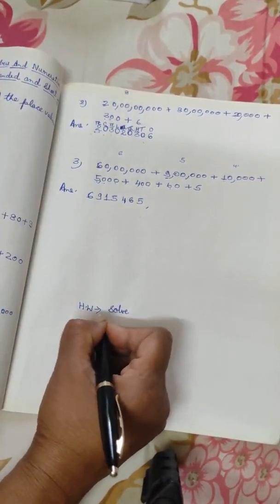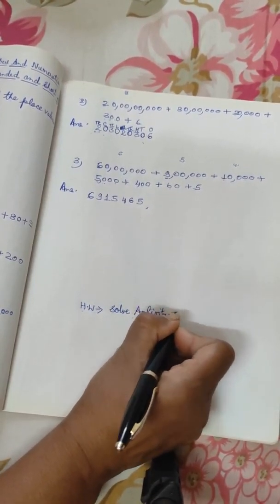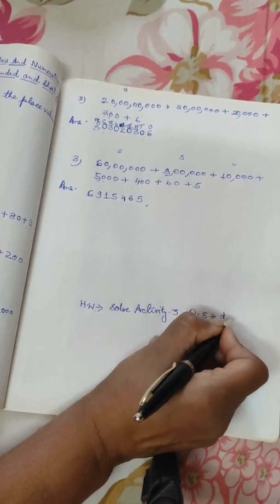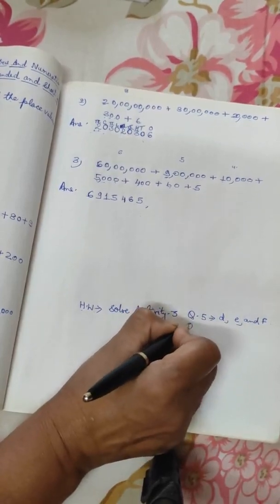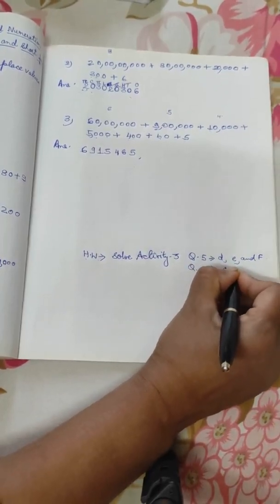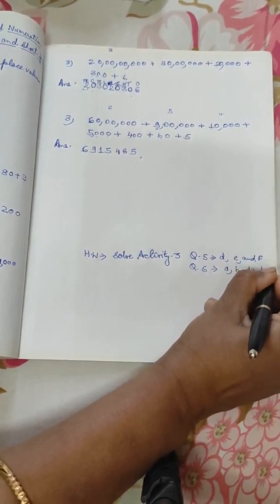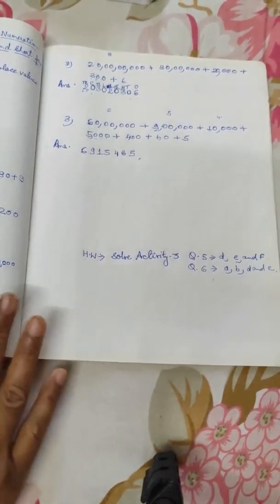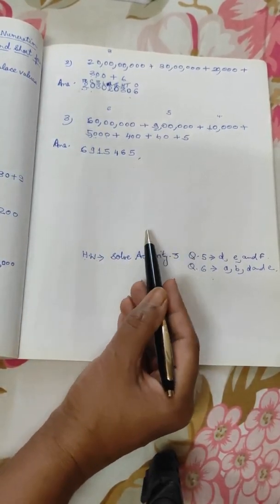Now your homework is to solve Activity 3, question number 5, D, E and F parts, and question number 6, A, B, D and E parts. Solve in the homework notebook. And whatever examples I explained here, you solve in the classwork notebook.